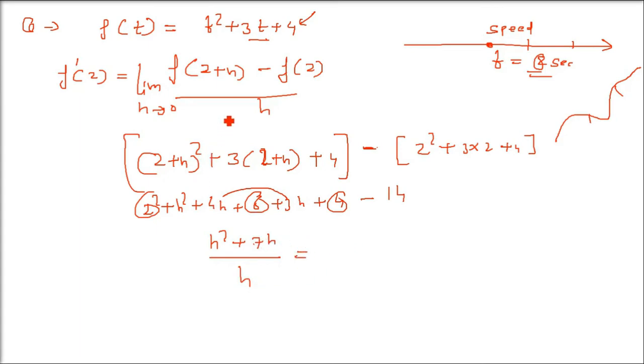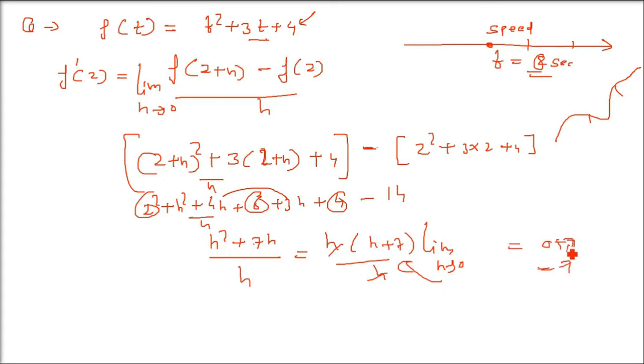Now h square plus 7h is going to be what? Take h common from here. Take h common, so h plus 7 it will be. H gets cancelled. H plus 7. So apply the limit. I'm taking limit here, but you have to apply in h plus 7. So 0 plus 7 is 7.